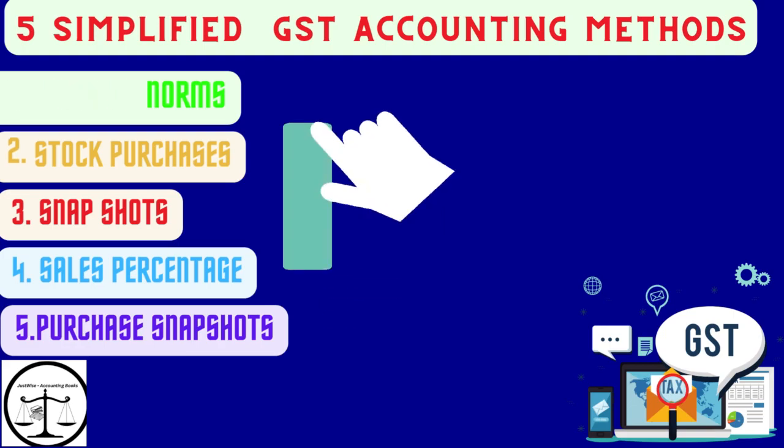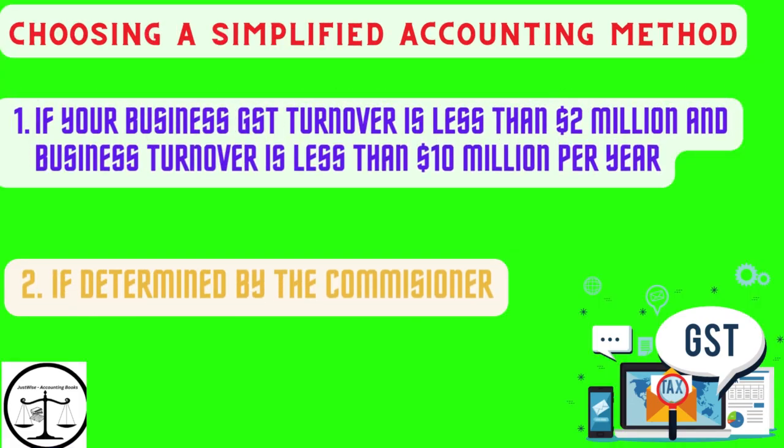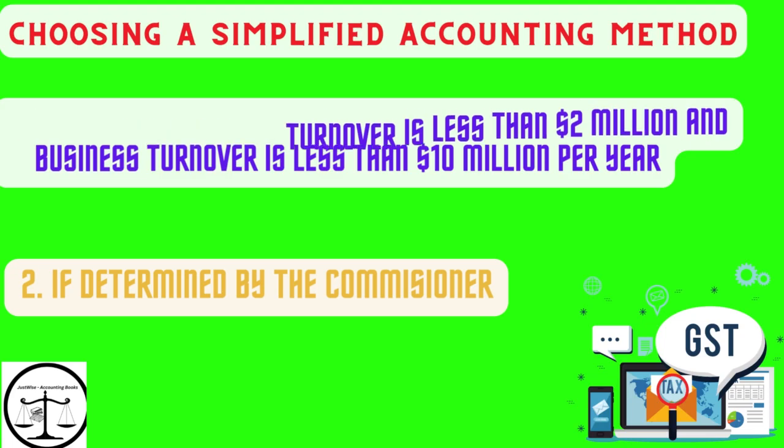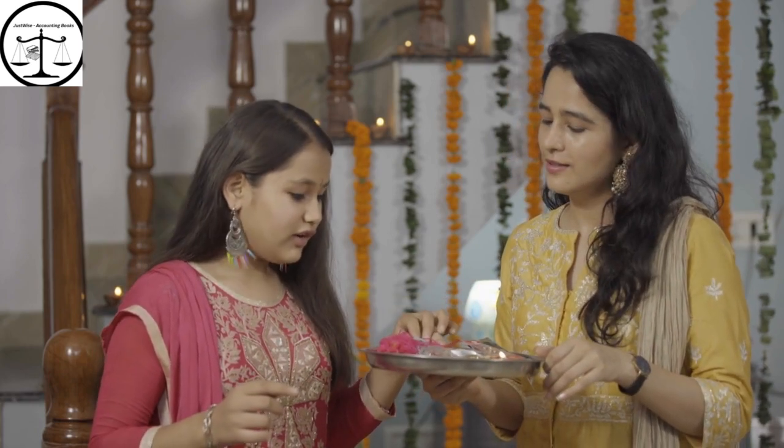You can choose to account with a simplified accounting method if your GST turnover is less than $2 million and business turnover is less than $10 million in a year, or if this is determined by the Commissioner. We will discuss more on choosing simplified accounting methods later in this series.